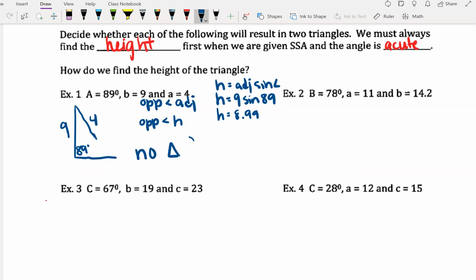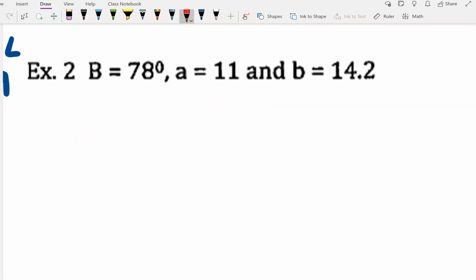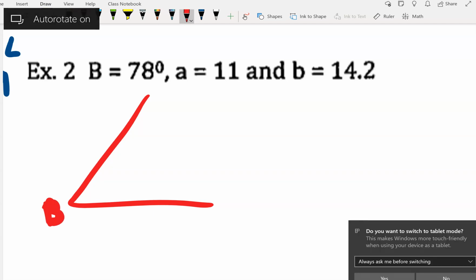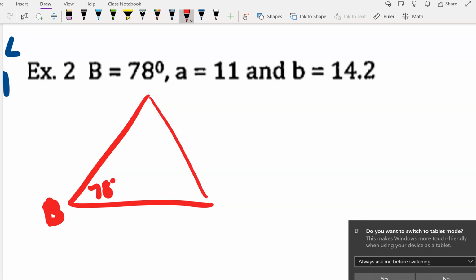No triangle. I'm having some issues with my pen, so hopefully it'll work here. This next example, we want to be a little careful because they actually gave us angle B this time and not angle A. So I'm going to put B here, and that should be 78 degrees. Then opposite of that will be the 14.2. And then our A is going to be over here. So it's all kind of backward from what we had before.